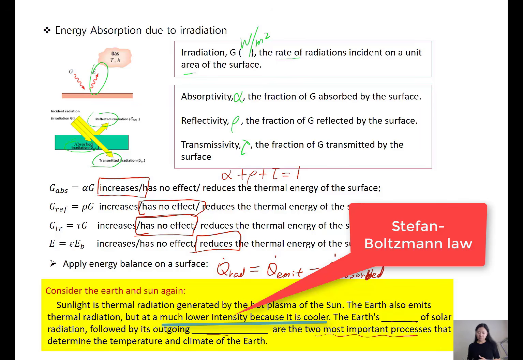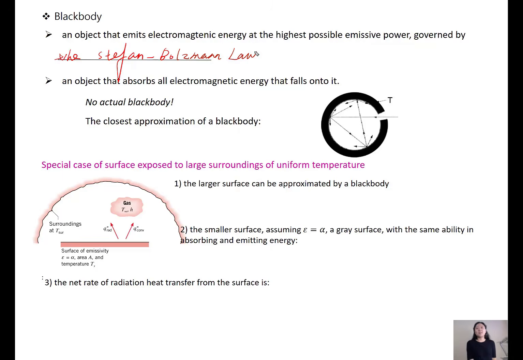So now we are looking for these two words: the Earth's absorption of solar radiation followed by its outgoing emission. It's these two parts together that determine the temperature of the Earth. So now let's look at black body again.